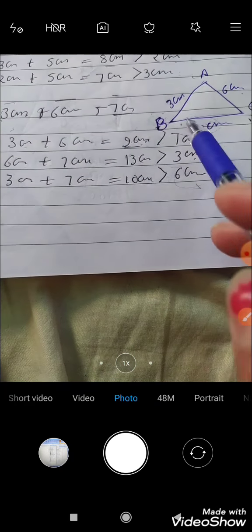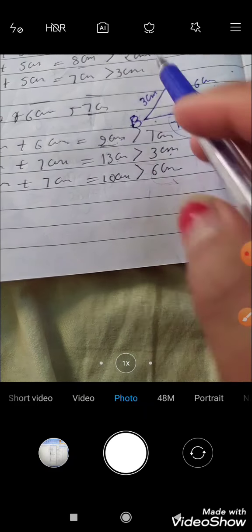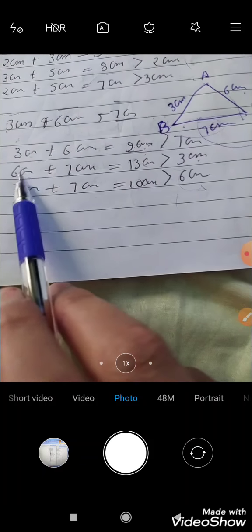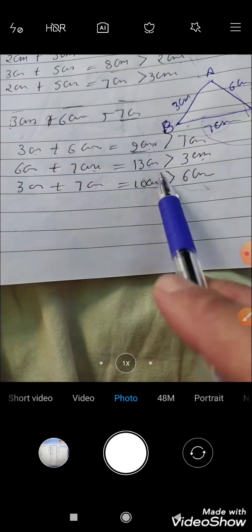In this way we again add two of its sides, another two of its sides, and the other sides are BC and AC. So we have 6 centimeter plus 5 centimeter. This sum is 13 and it is also greater than the third side.